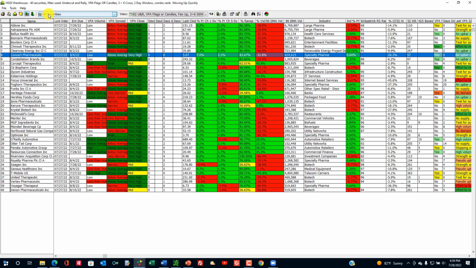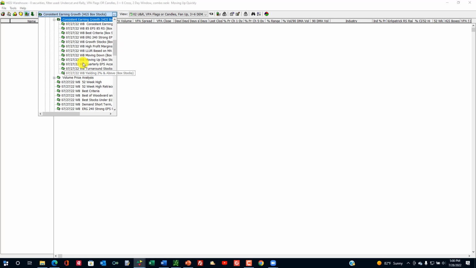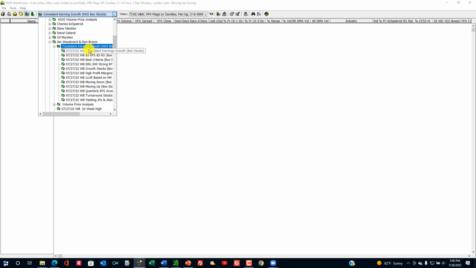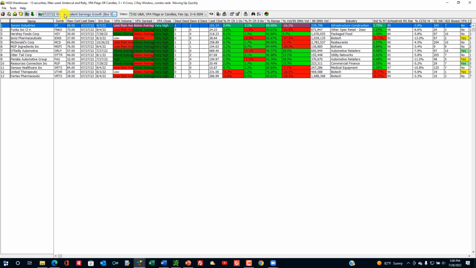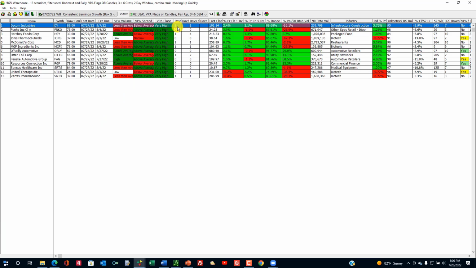Here, let me show you this. This is what I mentioned, the box stocks, fundamentally, or stocks with earnings growth. You don't have to screen on all securities. If I just want to concentrate on box stocks, we'll go to consistent earnings growth right here and just use that as my base. And these are stocks that have consistent earnings growth, and they are undercutting. What is this? This is the rally.